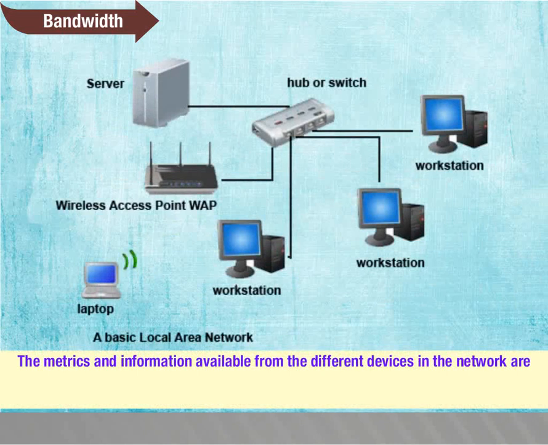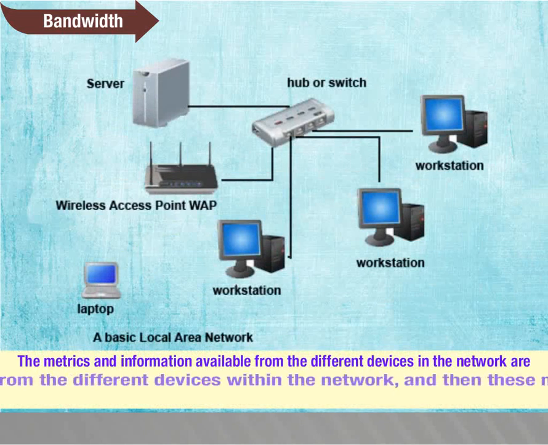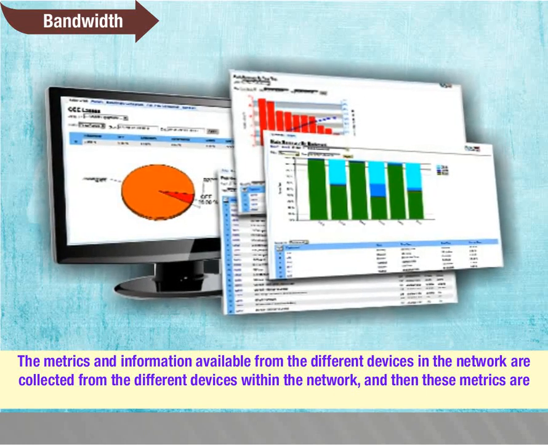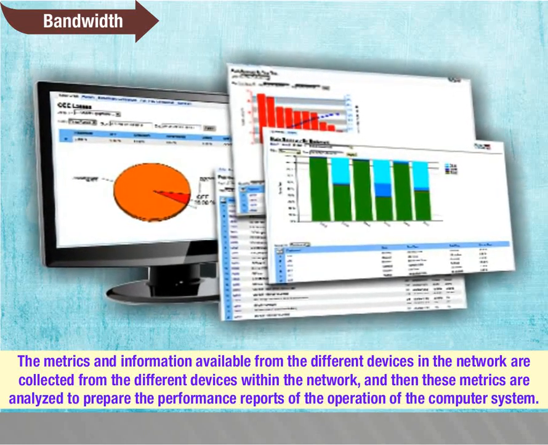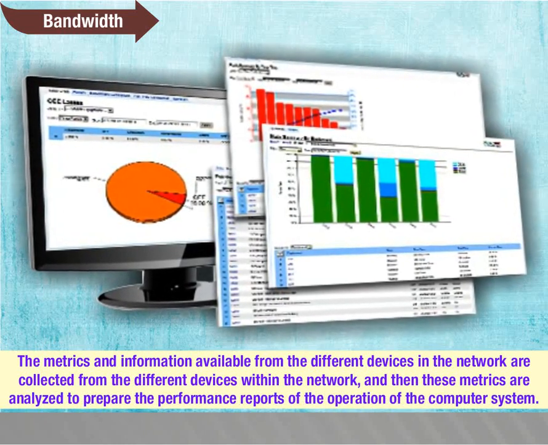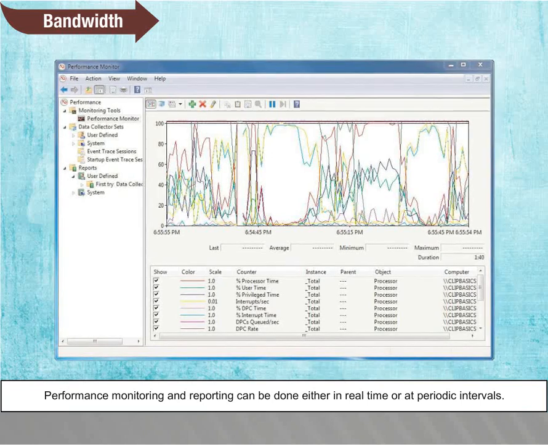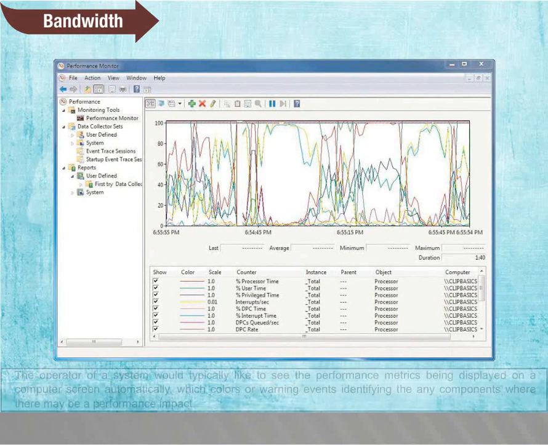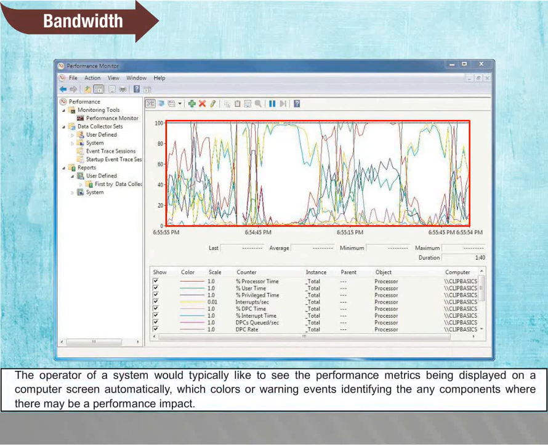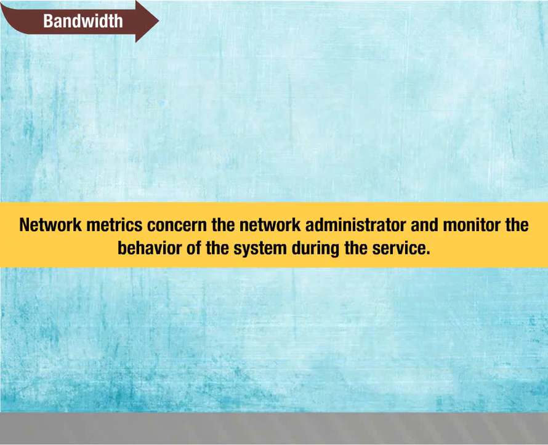The metrics and information available from the different devices in the network are collected from the different devices within the network, and then these metrics are analyzed to prepare the performance reports of the operation of the computer system. Performance monitoring and reporting can be done either in real time or at periodic intervals. The operator of a system would typically like to see the performance metrics being displayed on a computer screen automatically, with colors or warning events identifying any components where there may be a performance impact. Network metrics concern the network administrator and monitor the behavior of the system during the service.